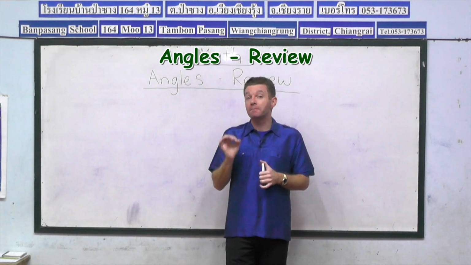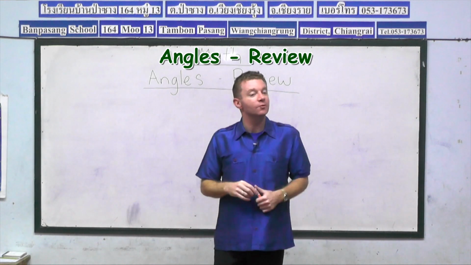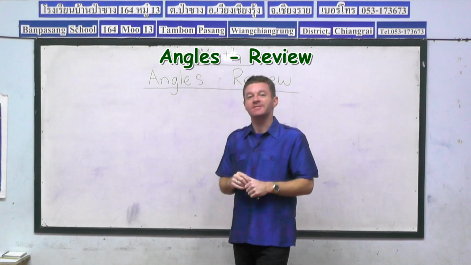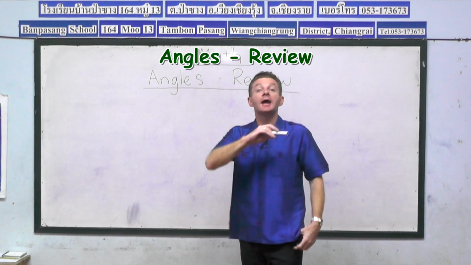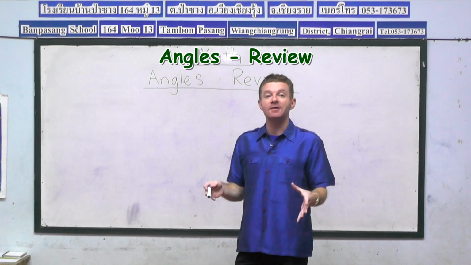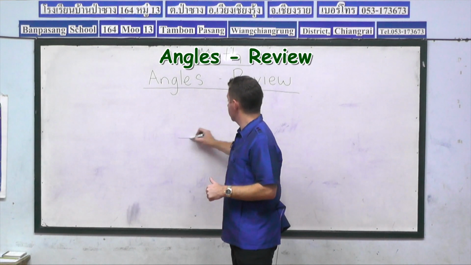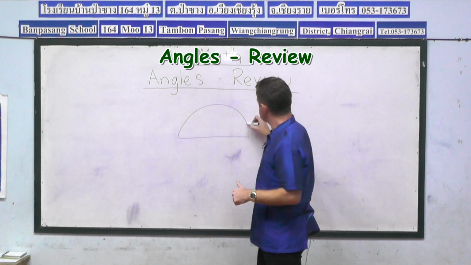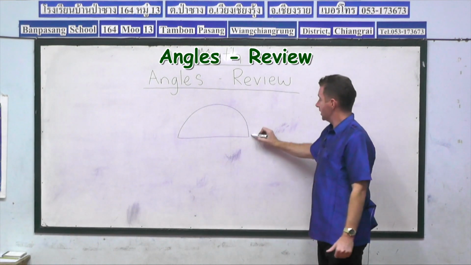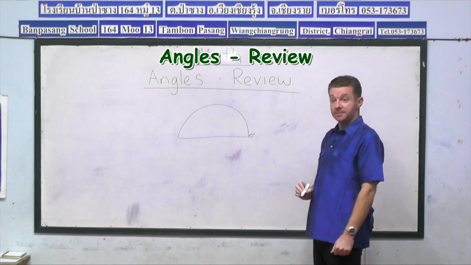But in order for us to measure an angle and find out what type of angle it is, what tool do we use? Protractor. Protractor, that's correct. So let me draw a diagram of a protractor now, and then we can go through it and decide on what the different types of angles are. So a protractor usually looks something like this. It's a semicircle, and it always starts at 0 degrees, okay?